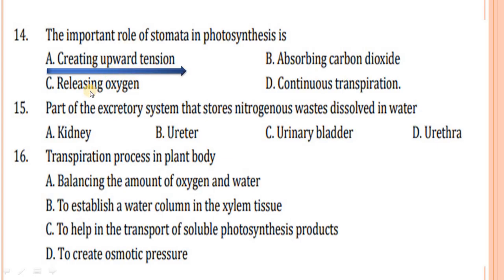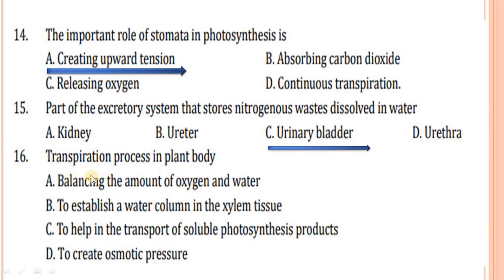15th question, part of the excretory system that stores nitrogenous waste dissolved in water. Kidney, ureter, urinary bladder, urethra. These are all parts of the excretory system. But here the urinary bladder stores the nitrogenous waste dissolved in water. So the correct answer is urinary bladder.